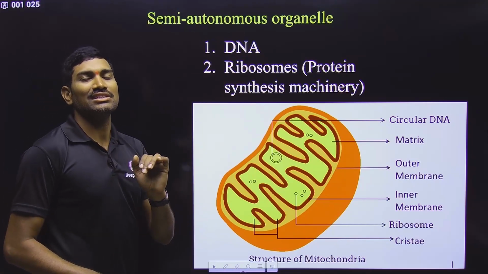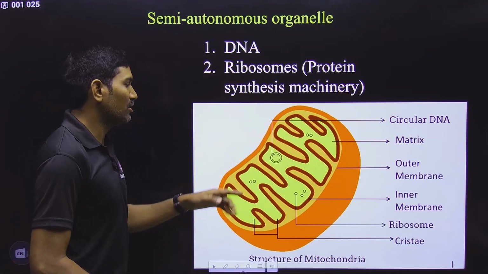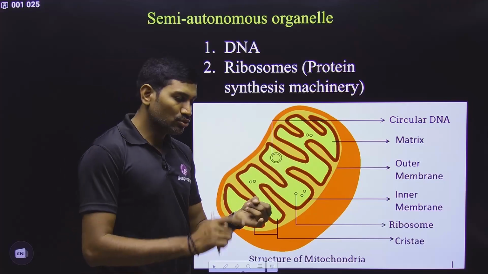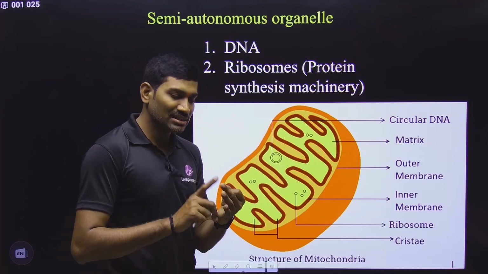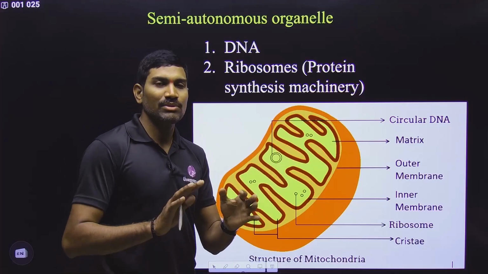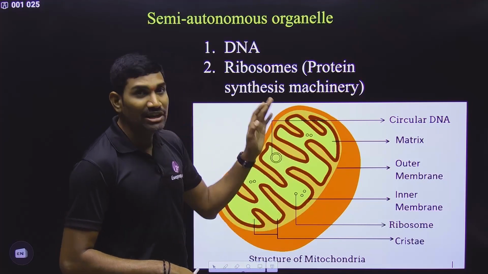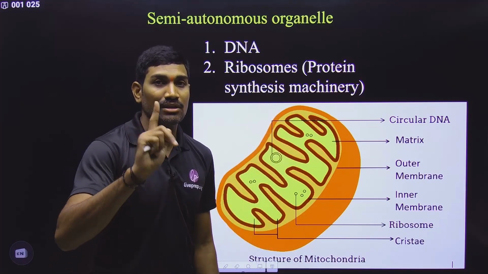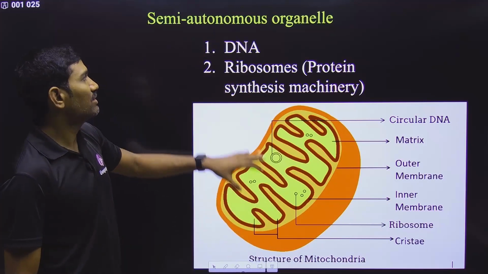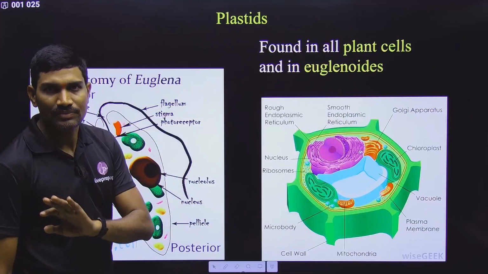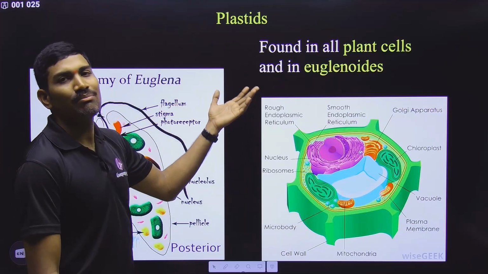Why are you saying semi-self-existing? Because it has its own DNA, its own ribosomes, so it can synthesize its own proteins. So to some extent it is able to synthesize its own things, but can it live independently? No, it cannot live independently. Please don't get confused here. That's why it is called a semi-autonomous organelle. Clear?